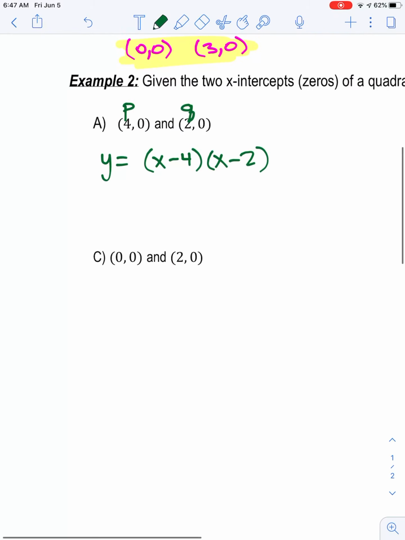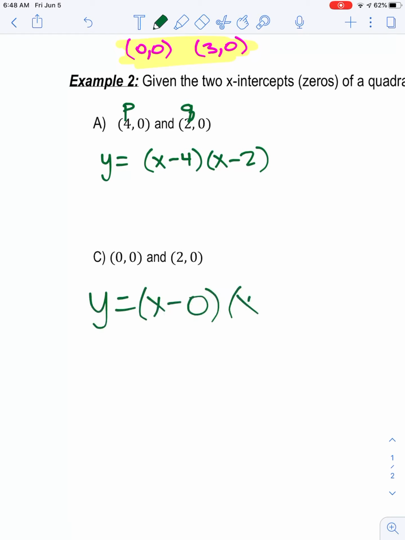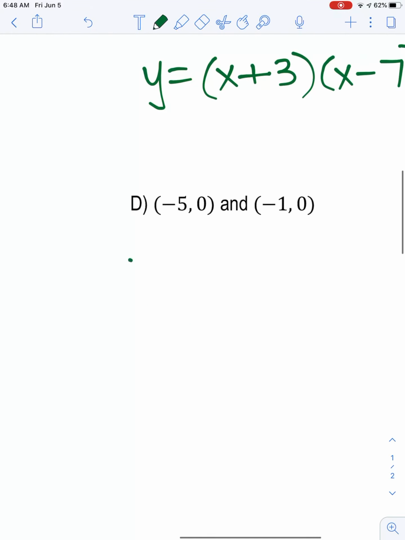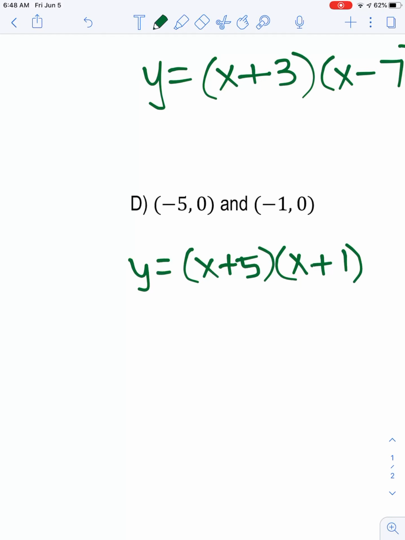All right, here was (0, 0) and (2, 0). I have y equals x minus 0 and x minus 2. I would simplify this and just change x minus 0 to just x. So we have y equals x times x minus 2. And for the very last one, y equals x plus 5 times x plus 1.